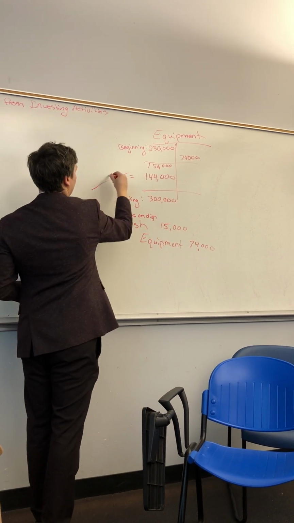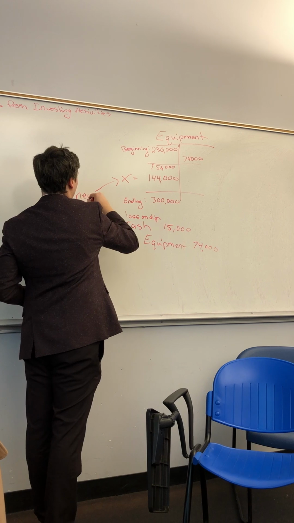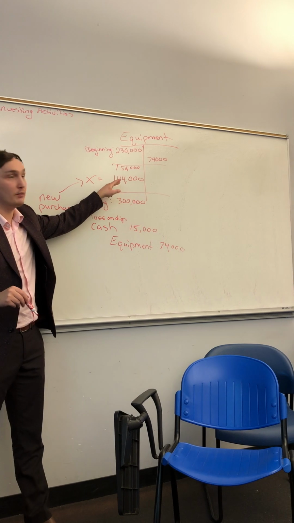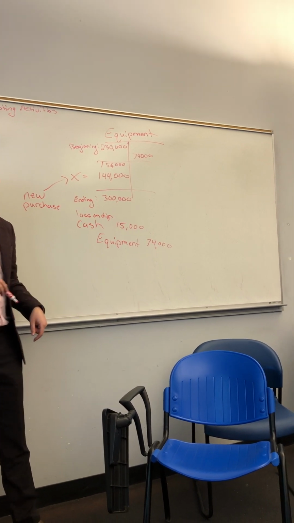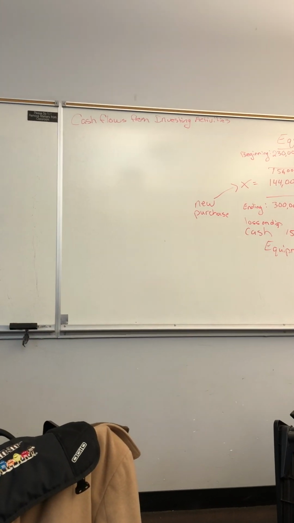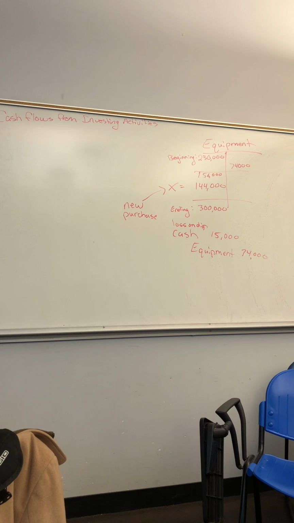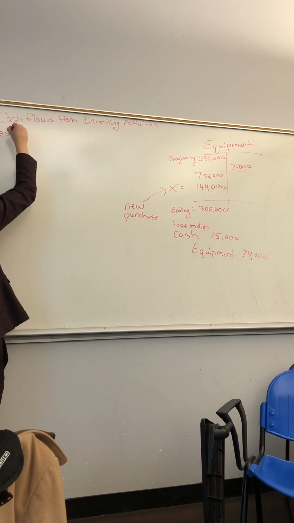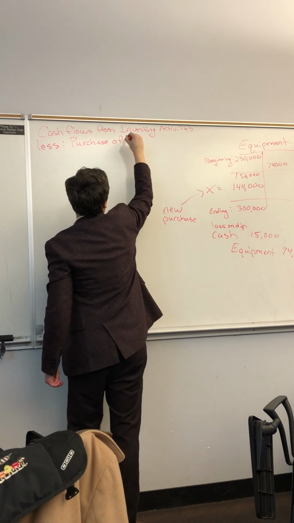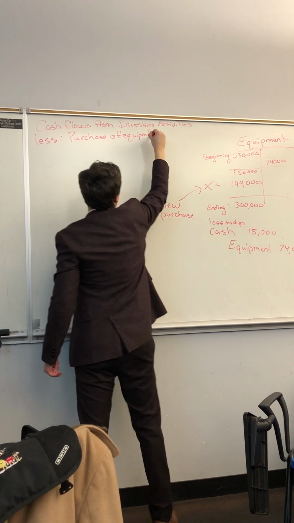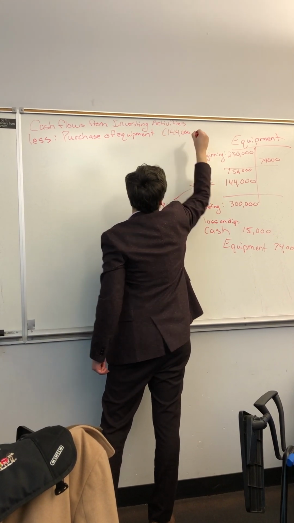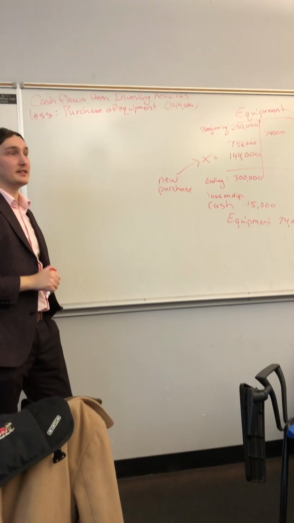So that's the new purchase. That's the tricky thing, saying we must have bought $144,000 worth of equipment. So when we look at our cash flows from investing activities, it's going to be less purchase of equipment, 144,000. Does that make sense to everybody? Kind of.